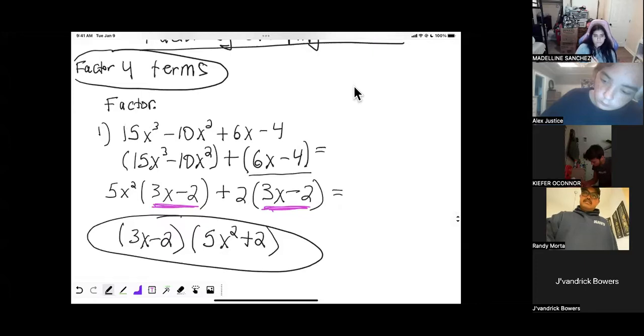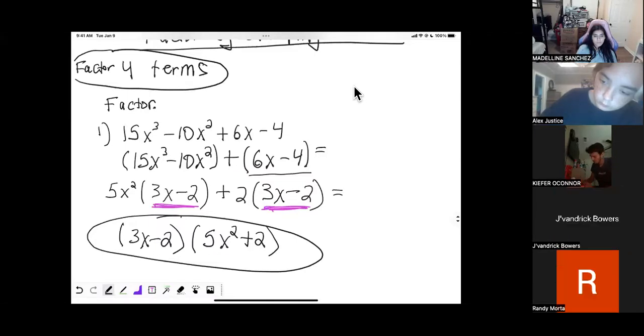Actually, I have a quick question. Sure. So I was wondering, for the original problem, if you can basically defy standard form, like if you regroup it. Does that make sense? Like even if it's 15x cubed minus 10x squared, could you regroup it even if it wasn't in standard form like that? Yes, I think it does make sense.